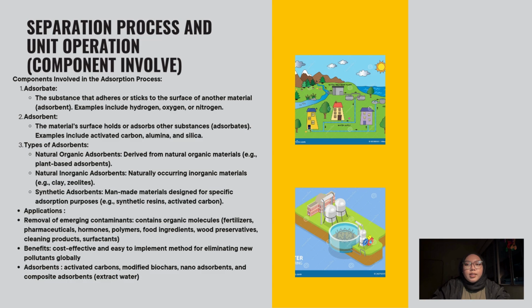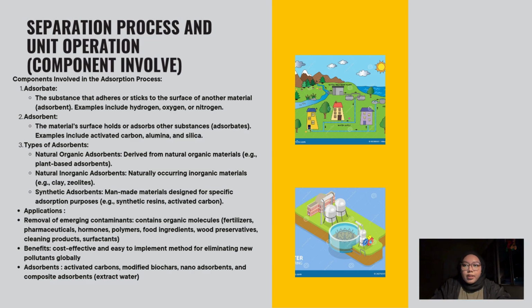The third one is types of adsorbents. There are natural organic adsorbents, derived from natural organic material like plant-based adsorbents. There are also natural inorganic adsorbents, which are naturally occurring inorganic materials such as clay and zeolites. There are also synthetic adsorbents, man-made materials designed for specific adsorption purposes, such as synthetic resins and activated carbon.